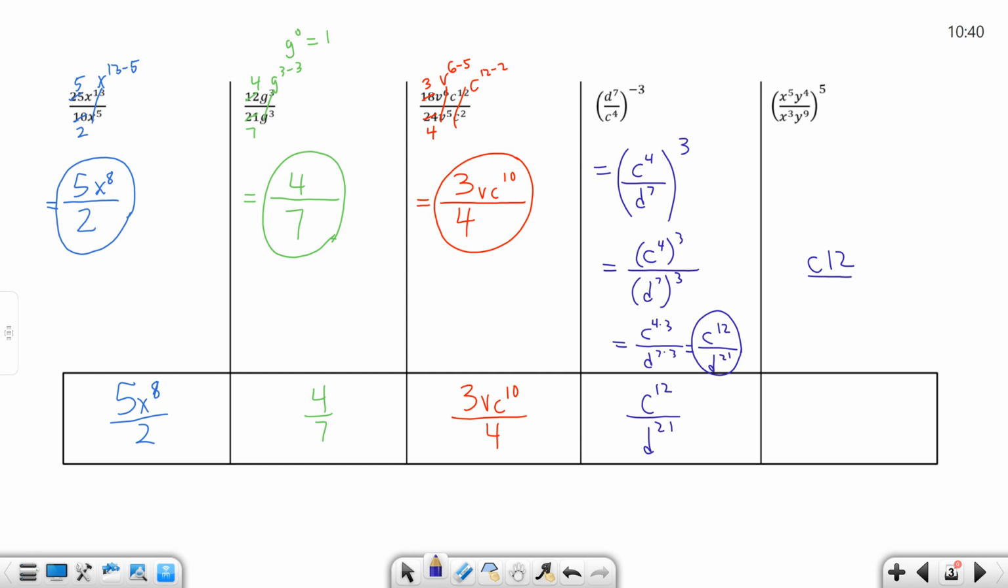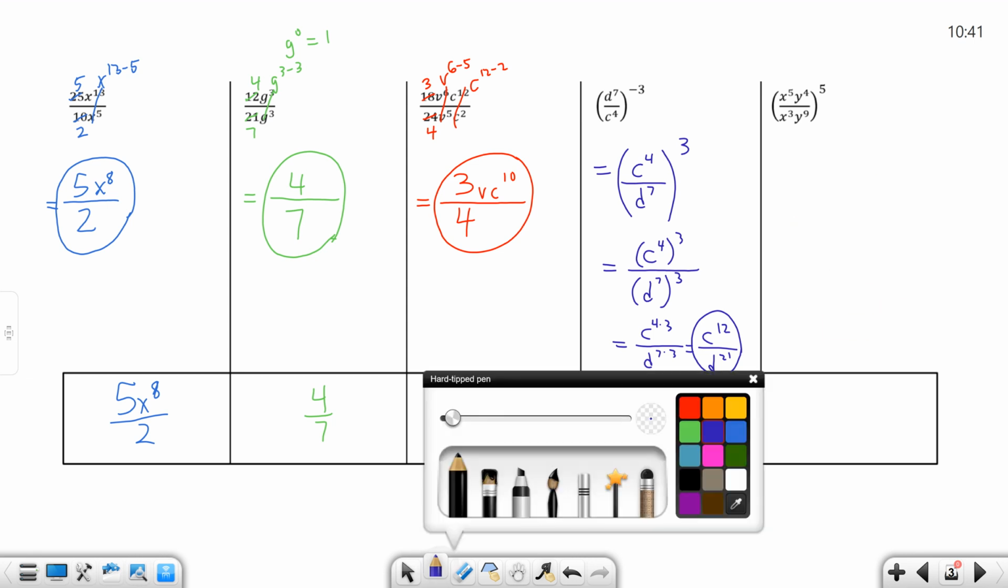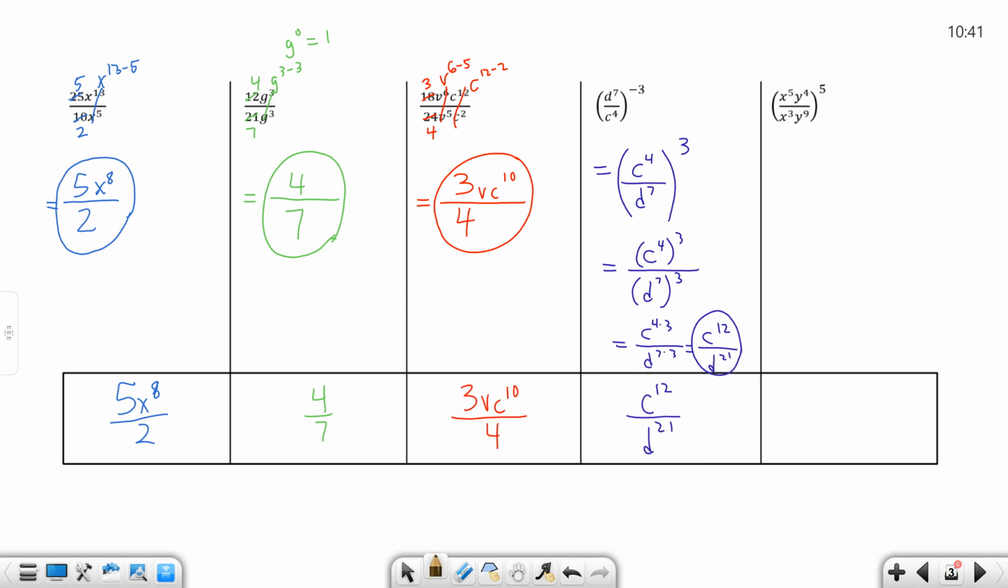We don't want to write this. This has to be raised, c to the 12th. See the difference? This is garbage. You can't have that, right? Got to make sure we write it properly. It's a detail. We got to pay attention to detail.